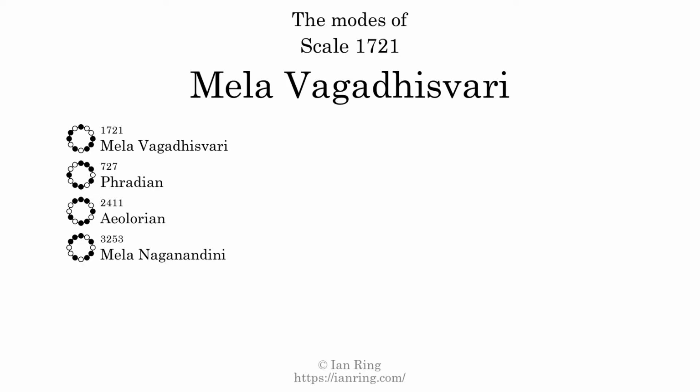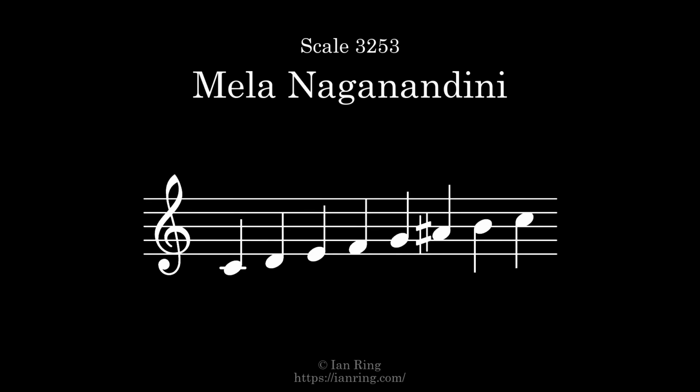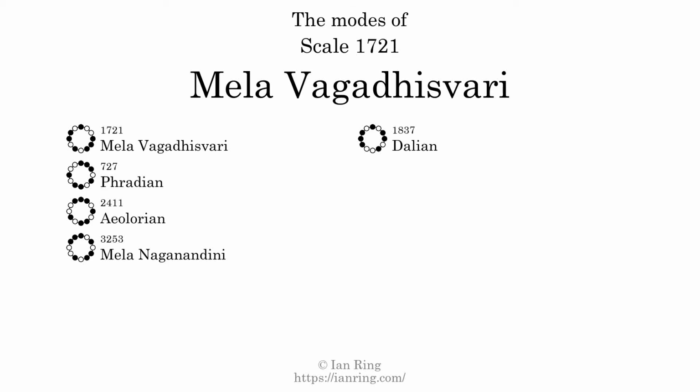The fourth mode is scale 3253, also known as Milan-Nagin-Andini. It sounds like this. The fifth mode is scale 1837, also known as Dalian. It sounds like this.